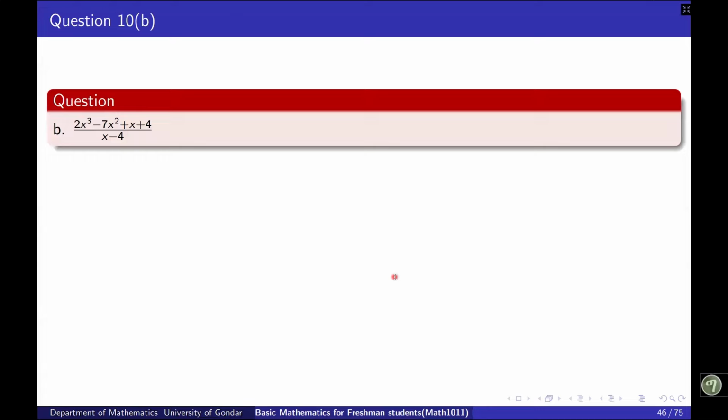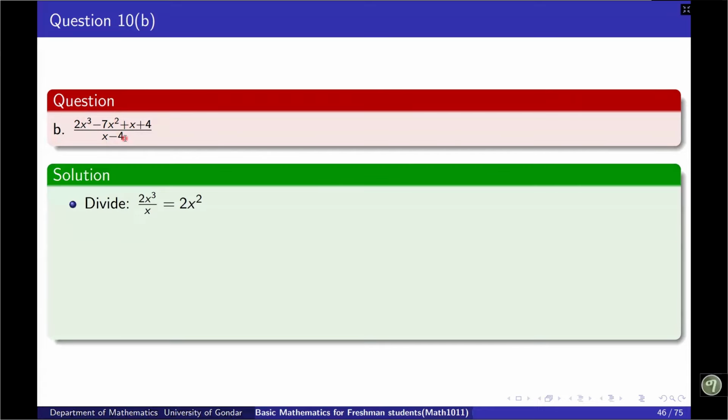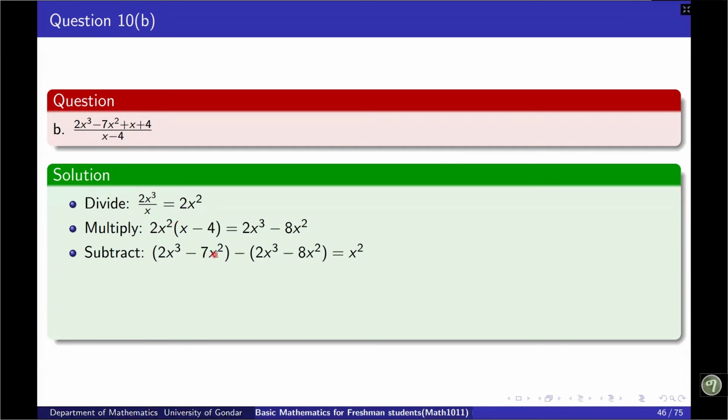Similarly, the second one, 2x cubed minus 7x squared plus x plus 4 divided by x minus 4. Let's find the remainder and the quotient, which is obtained by dividing this cubic polynomial function by x minus 4. Let's use the usual long division method. We have 2x squared. Let's multiply the denominator by 2x squared, and subtract, so that we have this product.